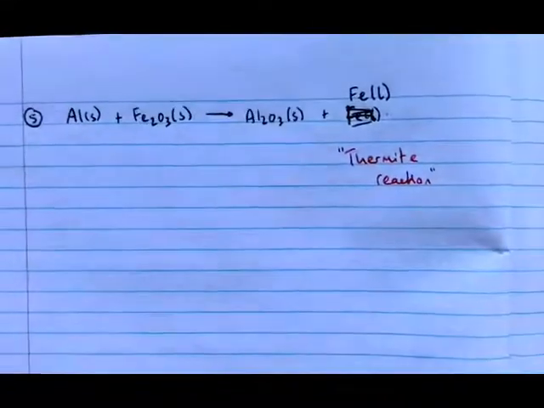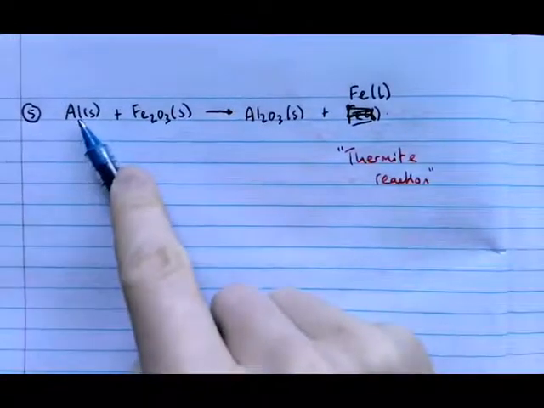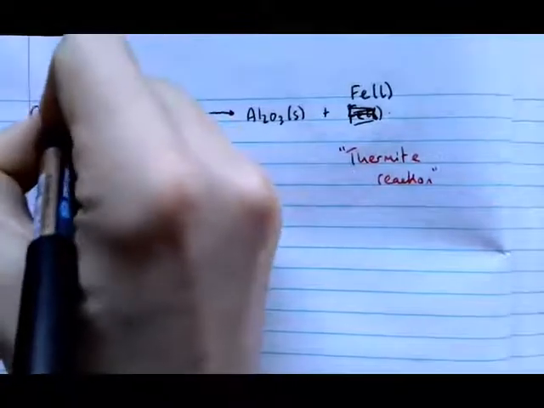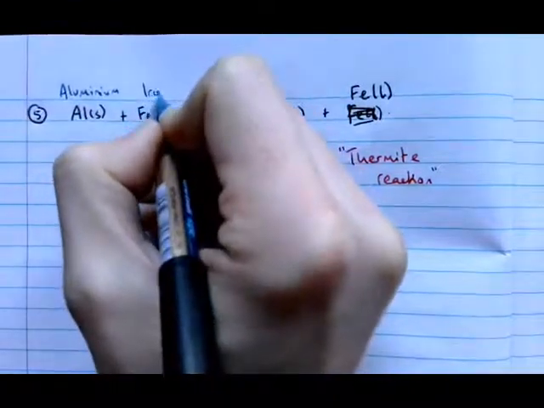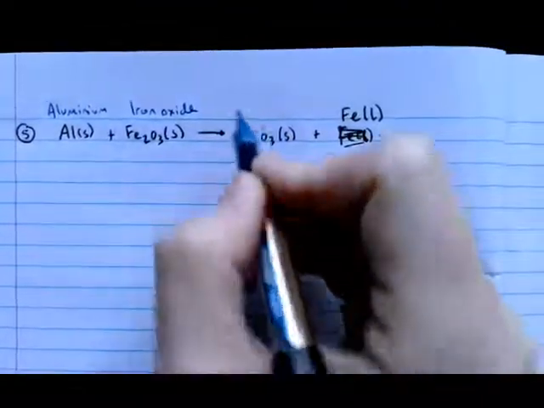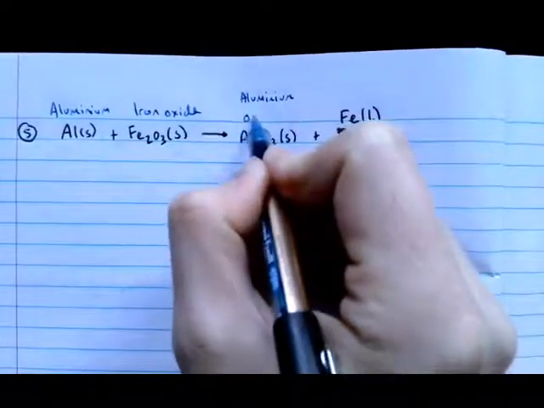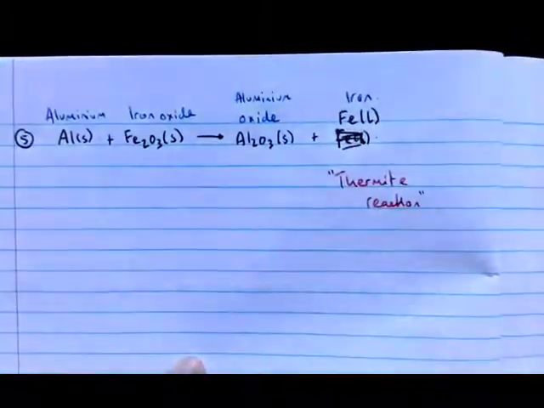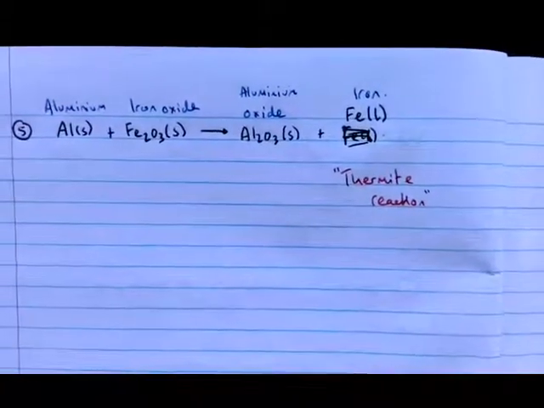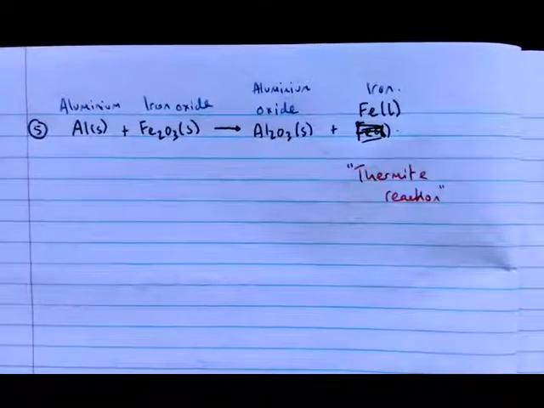Okay, so if we look carefully at this, we've got aluminium metal reacting with iron oxide to give us aluminium oxide and iron. Now this reaction is not balanced, so you need to balance it now. So pause the video and balance it.